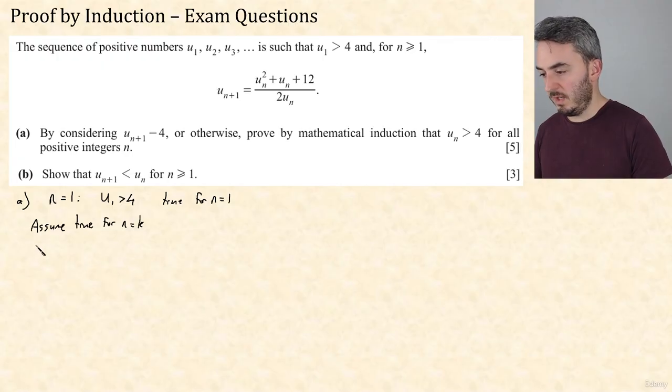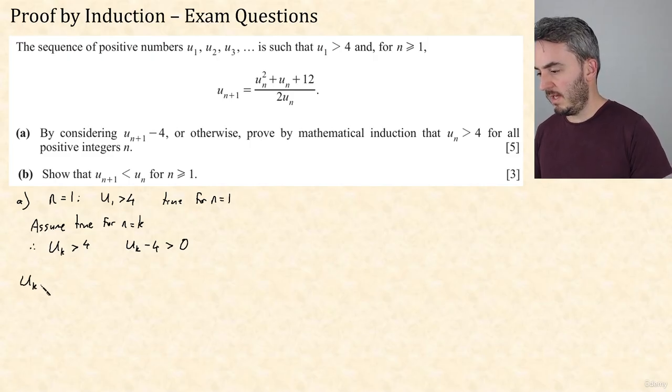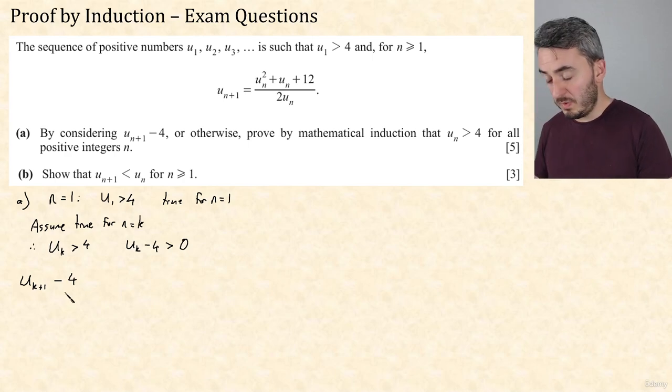So we're assuming that uk is always greater than 4, and therefore the little nudge is that uk minus 4 is always positive. And let's focus on that one. So let's explore uk plus 1 minus 4. We're hoping to try to show that that is always positive.